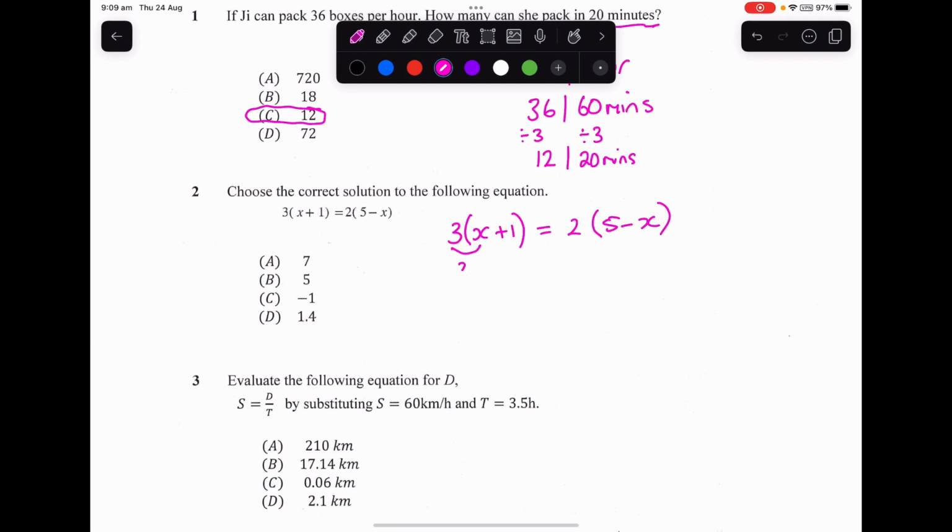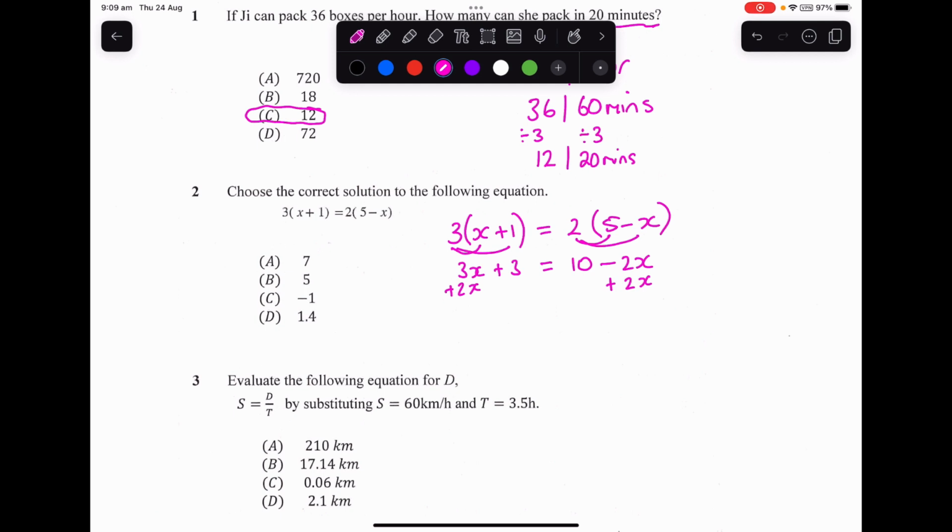3 times x becomes 3x. 3 times positive 1 becomes positive 3. Equals 2 times 5 becomes 10. And 2 times negative x becomes negative 2x. Now we've got positive pronumerals on both sides, so we need to put them on the one side. So I'm going to add 2x there and add 2x here, and I'm going to rewrite it.